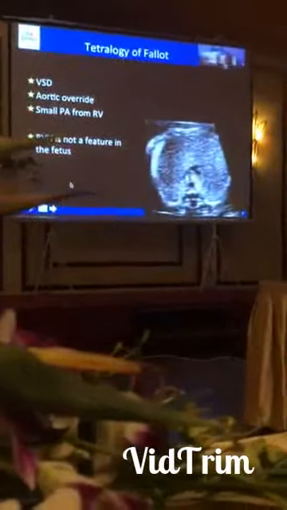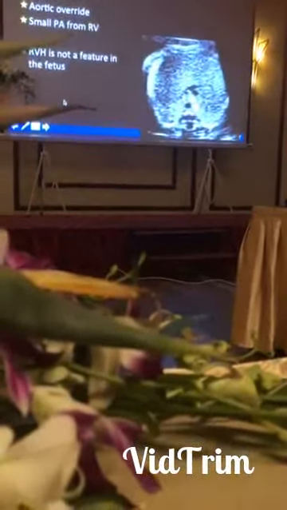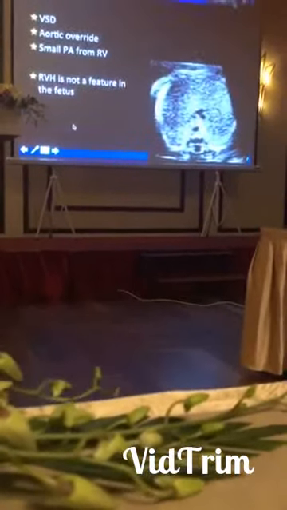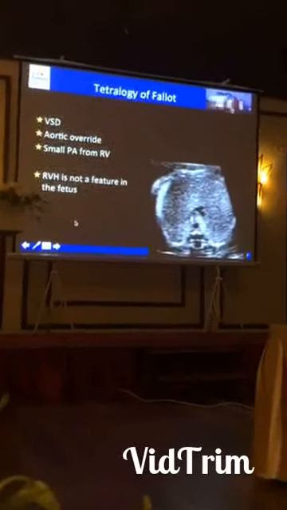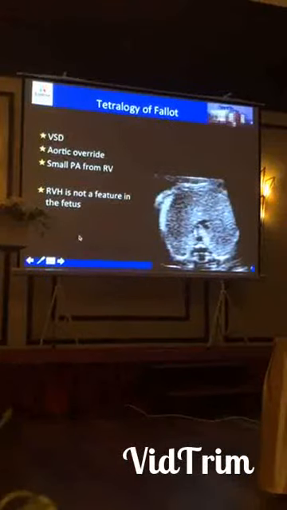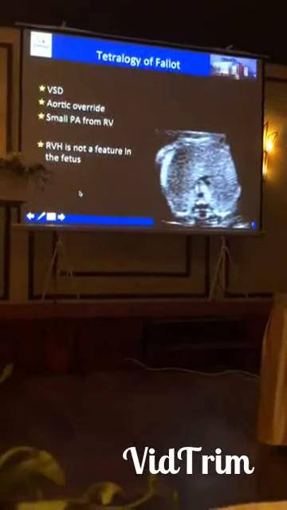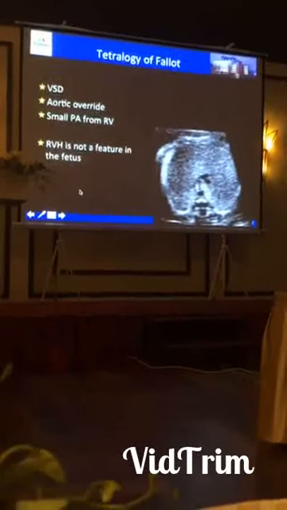So if we start looking at tetralogy of Fallot, the tetralogy of Fallot has 4 things. We see 3 of them during fetal life. So the first is a ventricular septal defect. The second is aortic override, overriding the defect, and a small pulmonary artery from the right ventricle, which indicates pulmonary stenosis in the baby. The 4th feature, which is right ventricular hypertrophy, is not something we normally see in babies before birth.